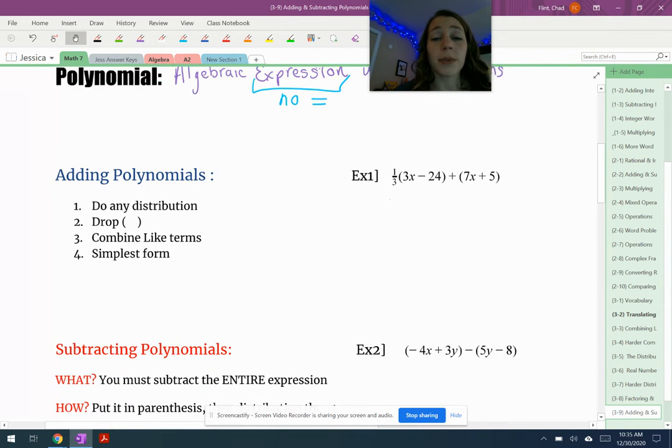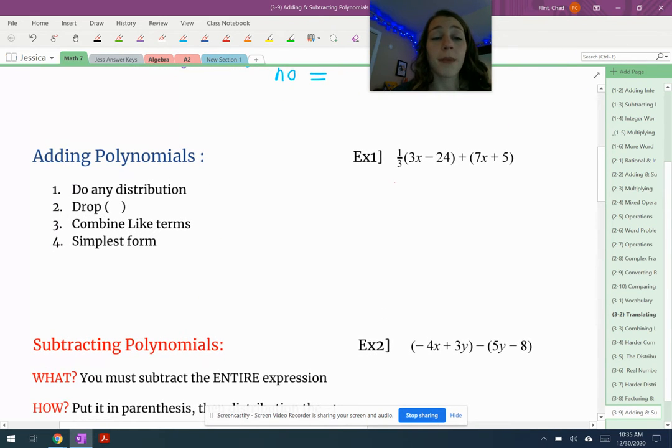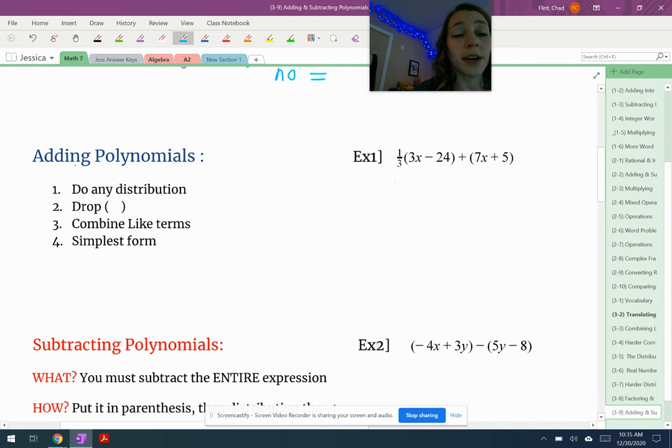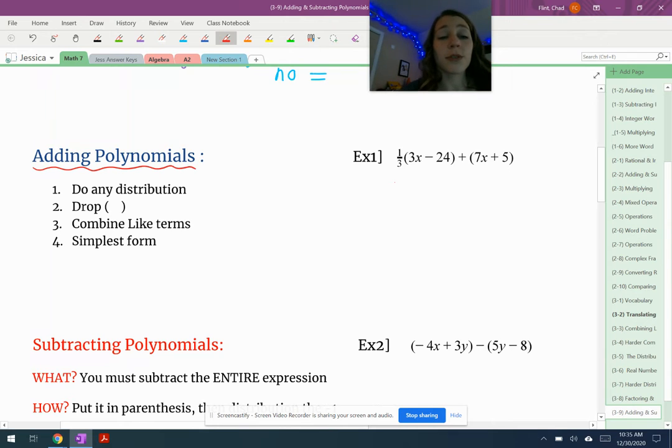So let's go ahead and jump into this first example here. You can see over to the side, we've got steps for adding polynomials, how to proceed. And per usual, you're going to start with any distribution because that multiplication comes before any adding or subtracting in order of operations. Once you do that distribution, that allows you to drop the parentheses, and then you can combine like terms and write it in simplest form.